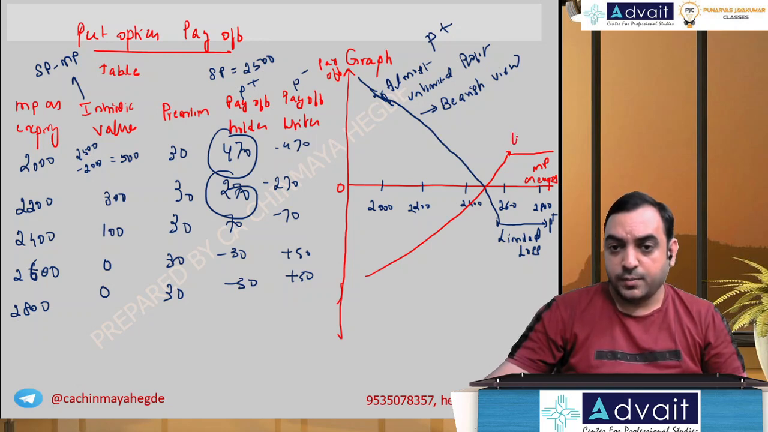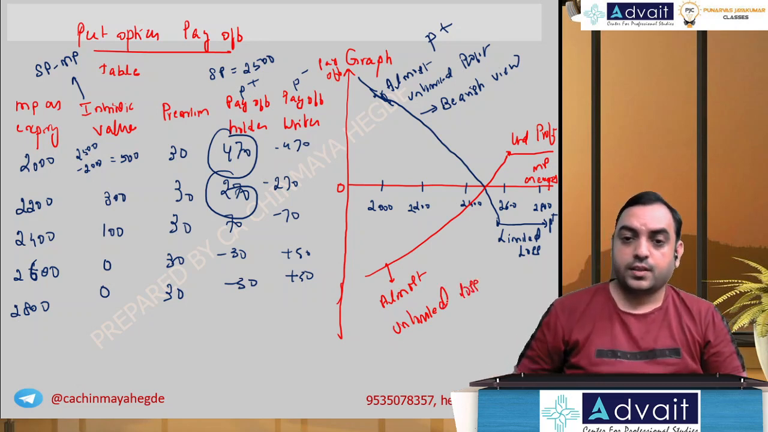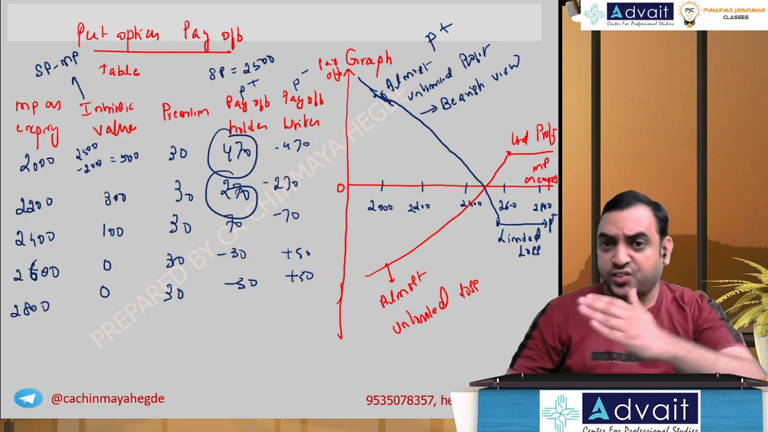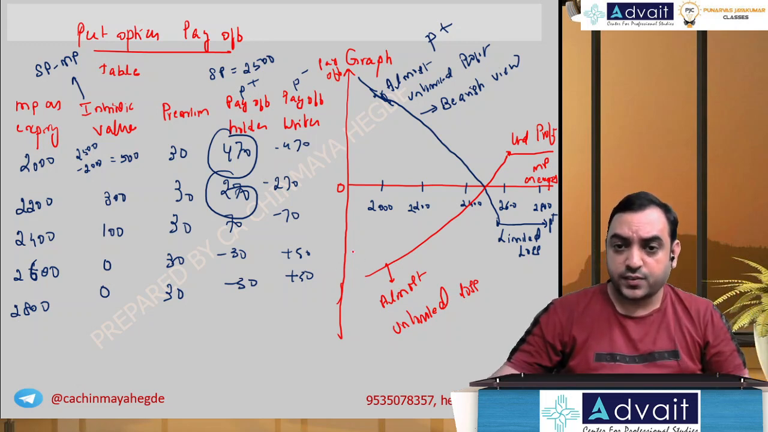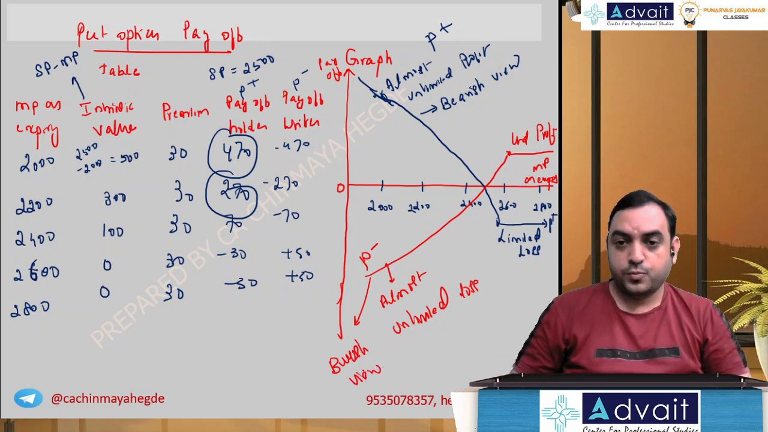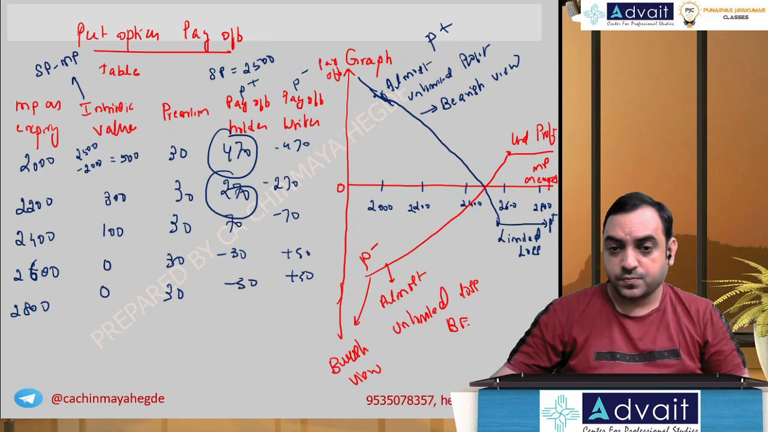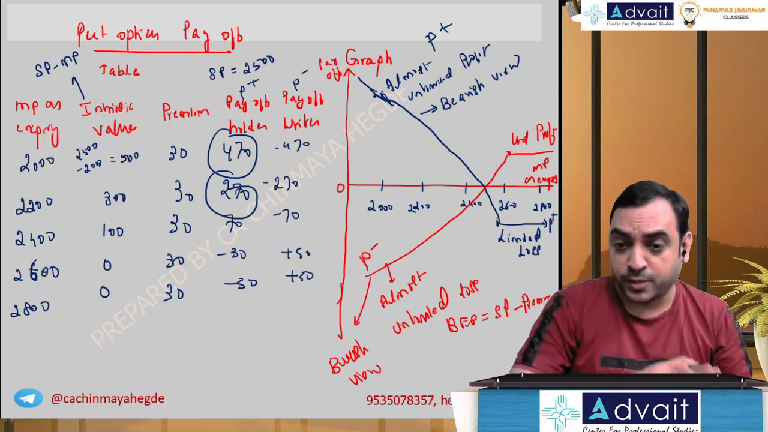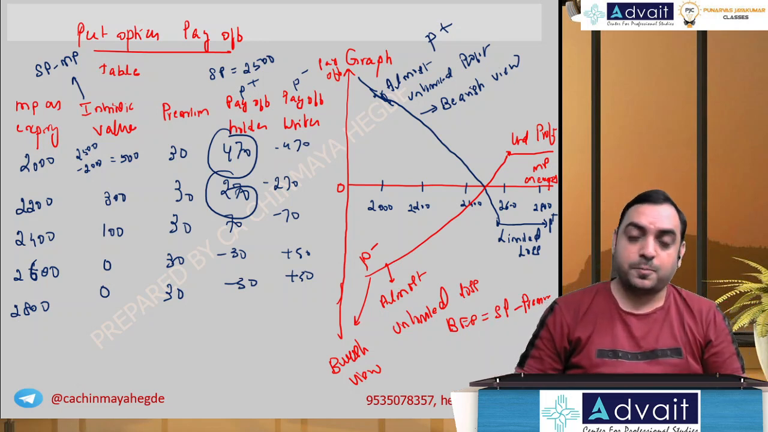This is again limited profit, almost unlimited loss. And you make profit when the market price goes to the right side, when the market price goes up. So that's why this is for P minus, put option writer. So this is a bullish view. And break even point is given by strike price minus premium. There it was strike price plus premium. Here it is strike price minus premium.